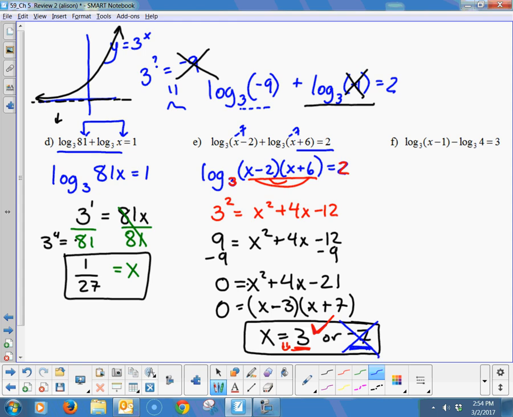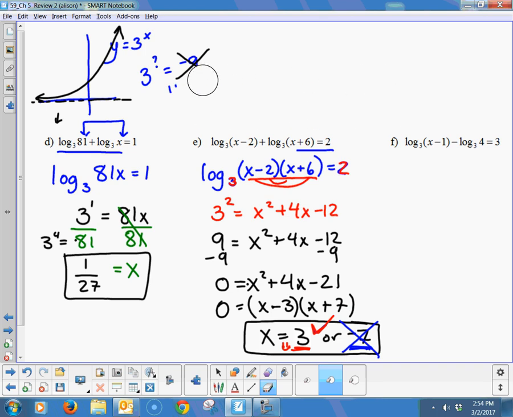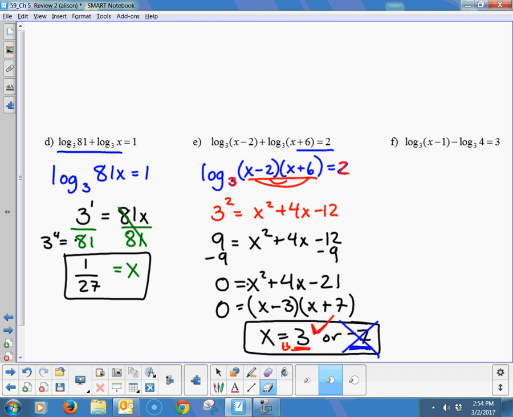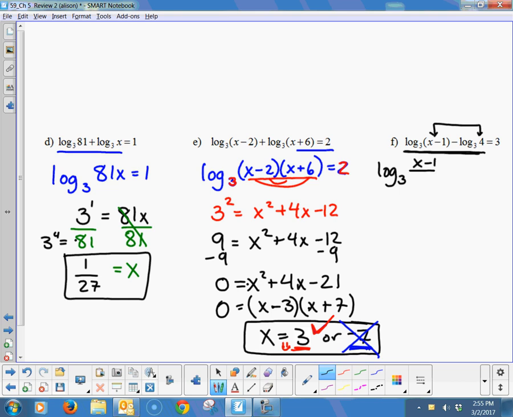So that's why we eliminate negative 7 as a solution. Whew, long explanation. Let's move on to part F. So part F is this. It says we have 2 log statements that are being subtracted, so we can combine these by dividing. So it's log base 3 of (x minus 1) over 4 equals 3.